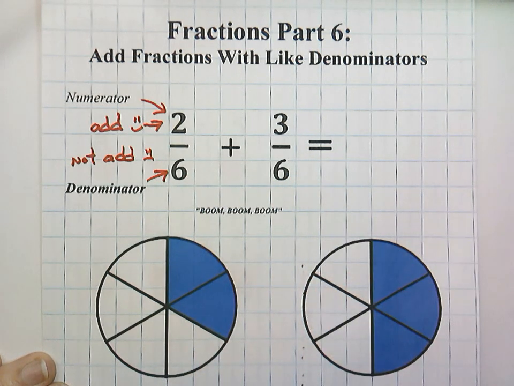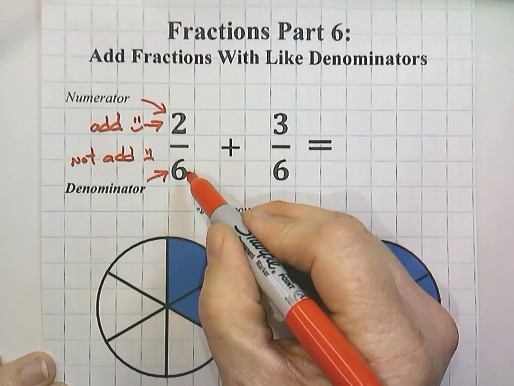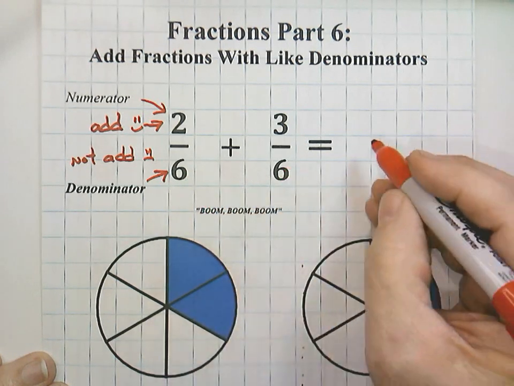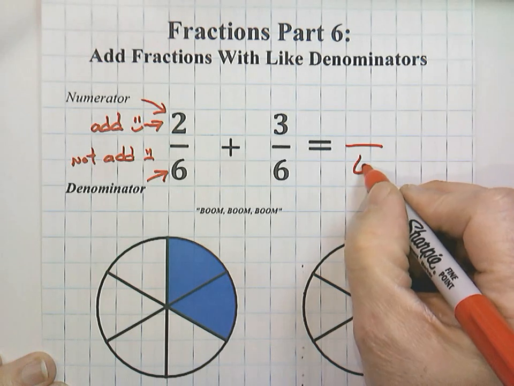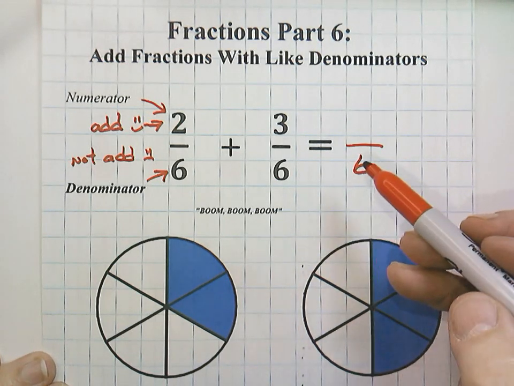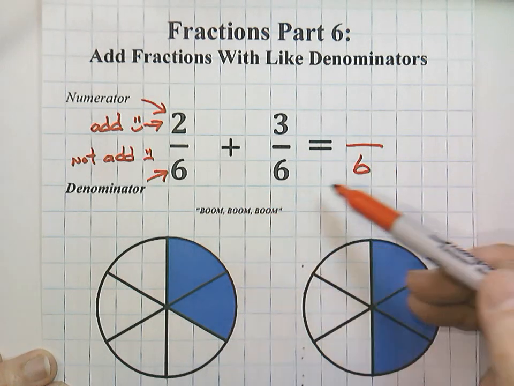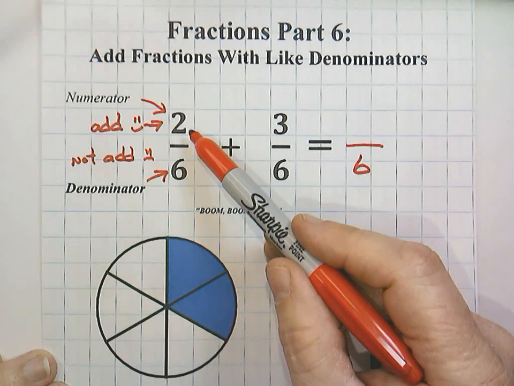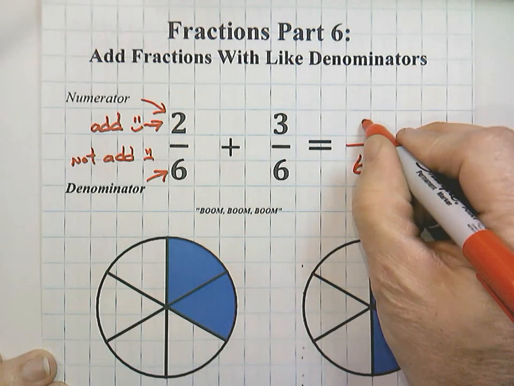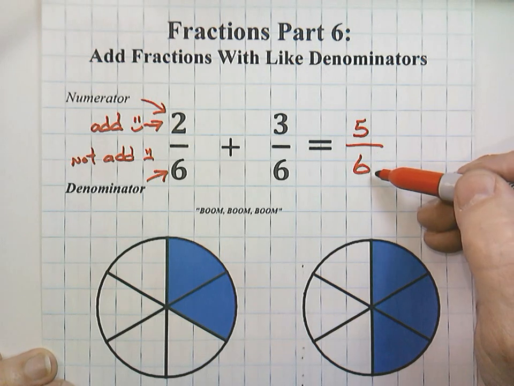There's a little bit of math term for that. It's called boom, boom, boom. In other words, 6, in this case, 6, 6, and that stays exactly the same. Now, the boom, boom, boom, I'm just kidding. It's not really a math term. It's just a little thing to maybe help you remember that the bottom stays the same. However, we do add the top. 2 plus 3 would be 5. So our answer would be 5/6.